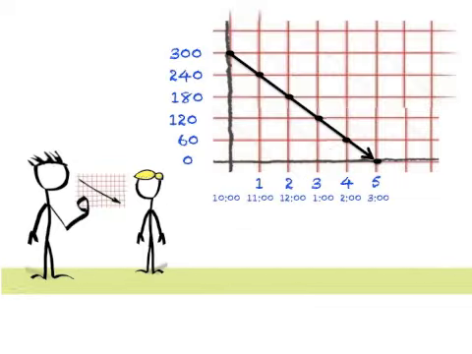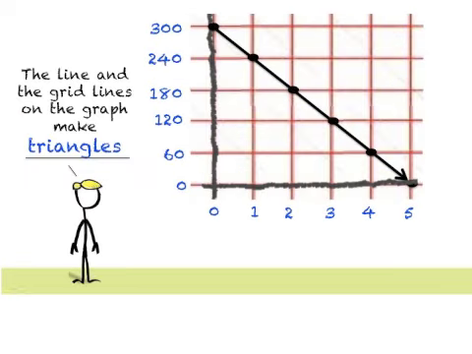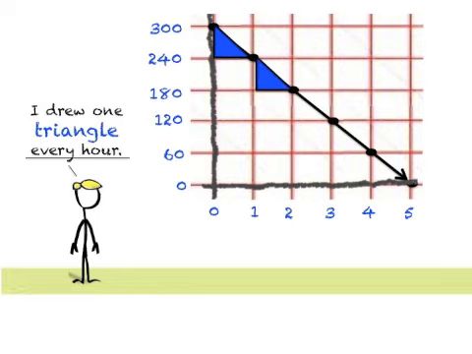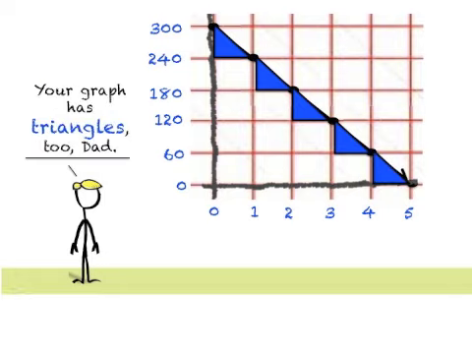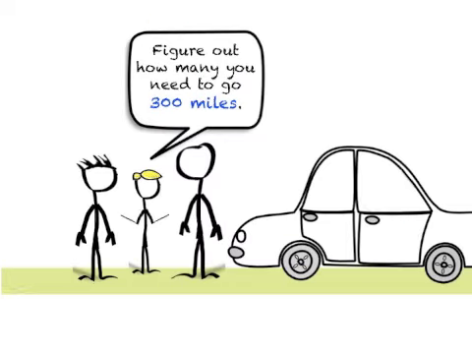Eric's annoying little brother explains, "When you gave me the paper, I noticed the line and the grid lines in the graph made triangles. I drew one triangle for every hour. After 5 triangles, we were there. Your graph has triangles too, Dad. Figure out how many you need to go 300 miles."